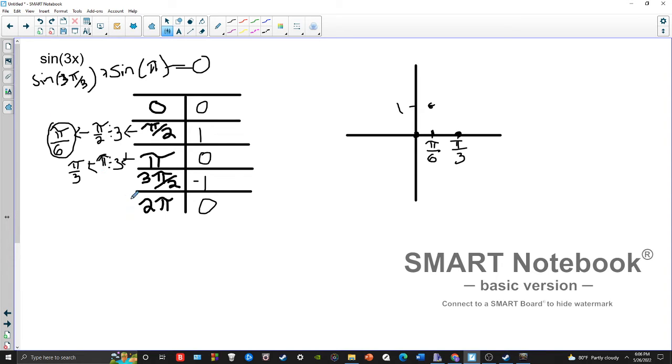And then you can probably tell what's going to happen here. We're going to do the exact same thing to these last 2 points. I'm going to take this, I'm going to divide it by 3. So 3 pi over 2 divided by 3, which will give me pi over 2.